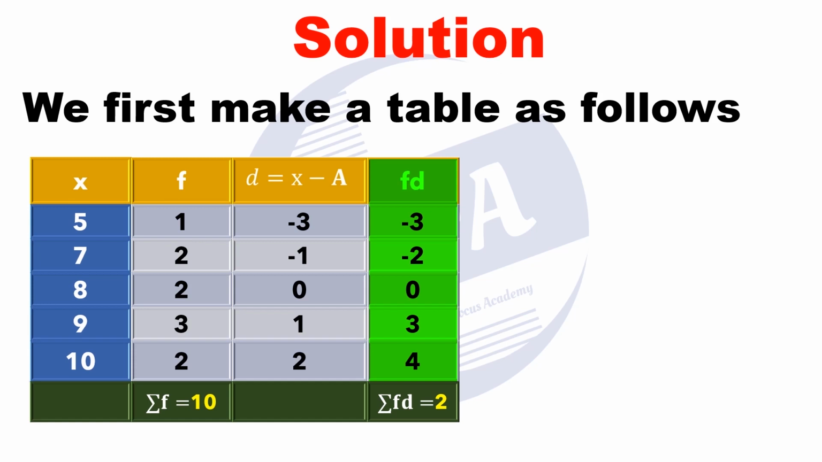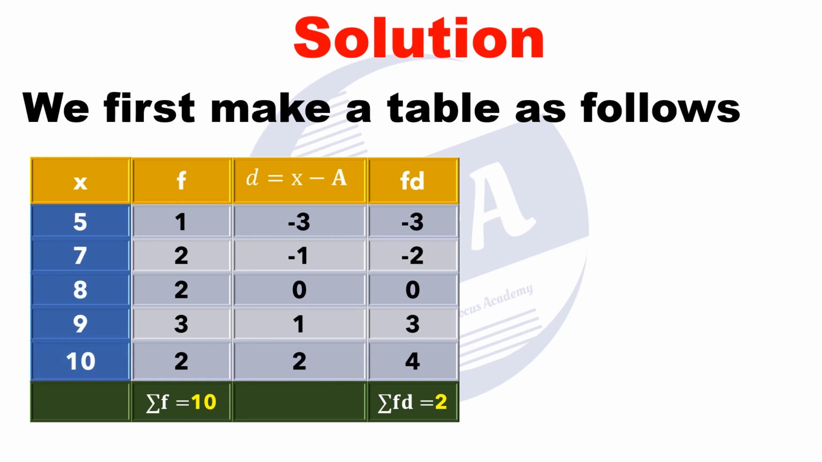So our D, when you start from the first row, we're going to have 5 as X. Then that is going to be 5 minus, the assumed mean is 8. So 5 minus 8 giving us negative 3. 7 minus 8 giving us negative 1 as the deviation. Then 8 minus 8 is 0. 9 minus 8 is 1. And 10 minus 8 is 2.